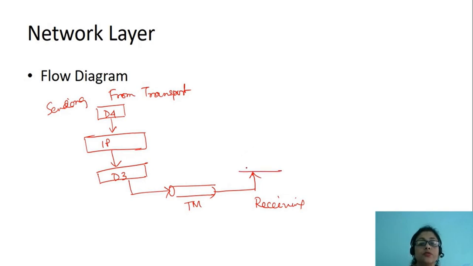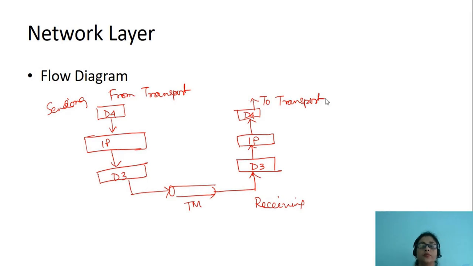Here it passes through the channel, it goes as D3 data to the network layer of the receiving computer, and basically what we get is the IP. From there it can transmit it from the network layer to the transport layer of the receiving computer. So this is the data flow of the network layer.